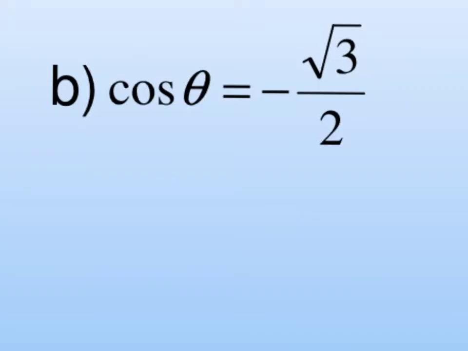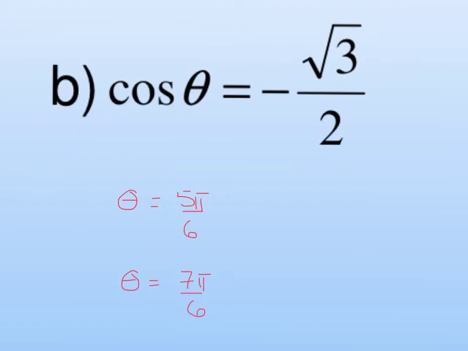All right, let's make sure we understand it. Where's cosine of theta equal to negative root 3 over 2? Cosine, remember, is negative in quadrant 2, and in quadrant 2 we have negative root 3 over 2 at 5 pi over 6. Cosine is also negative in quadrant 3, and it's negative root 3 over 2 at 7 pi over 6. If I stop here, that would be solving on an interval from 0 to 2 pi.